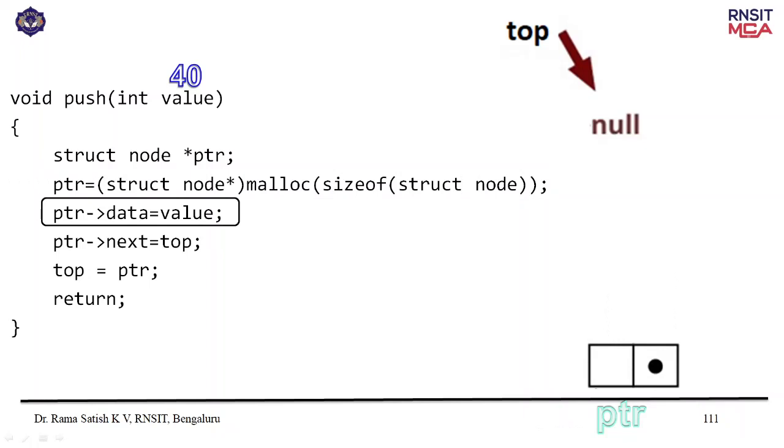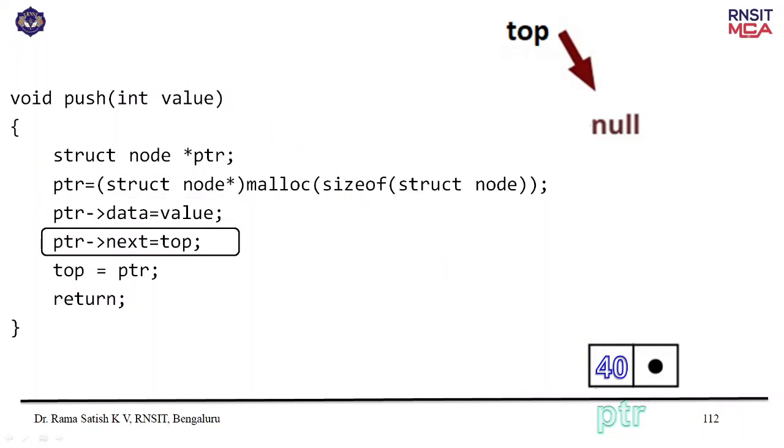PTR data is equal to value. The value, whichever you have supplied, that is 40, will be stored in the value part. Yes, it is stored. Next, PTR of next is equal to top. Top is now pointing to null.